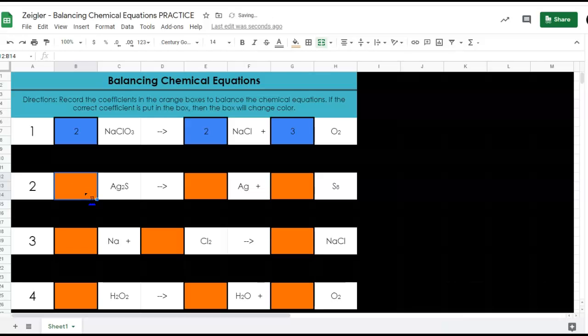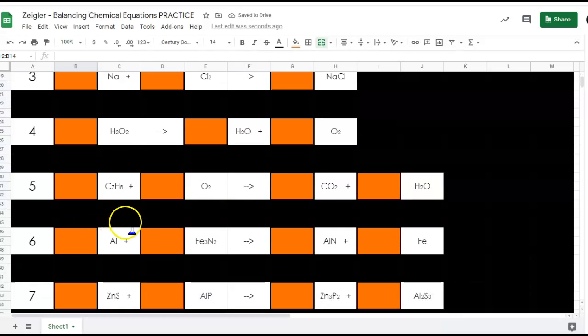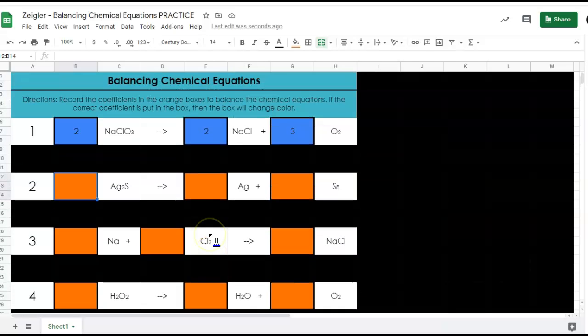Okay, so you are going to do all 8 different problems. Again, this is just balancing equations. We are not identifying the types of reactions for this. If you have any questions, please make sure you reach out.